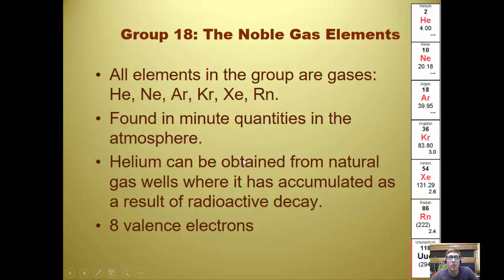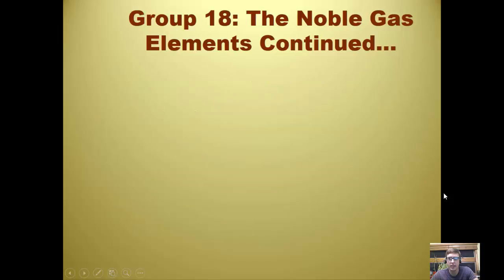Helium can be found from natural gas wells where it's accumulated, because radioactive elements will break down and break down until they eventually become helium, a really small element with only 2 protons and 2 neutrons. And it also has 8 valence electrons again, except for helium, which only has 2. But they're all relatively non-reactive relative to all the other elements.